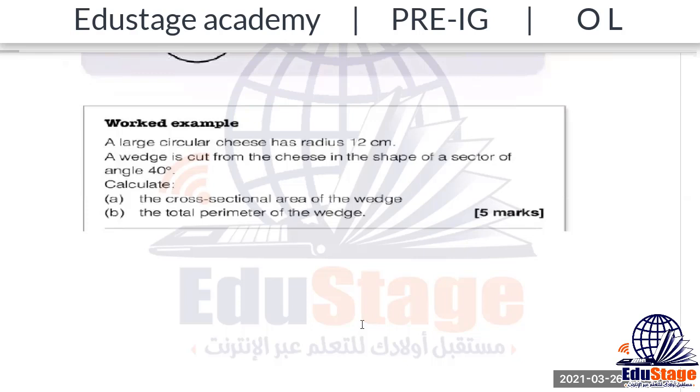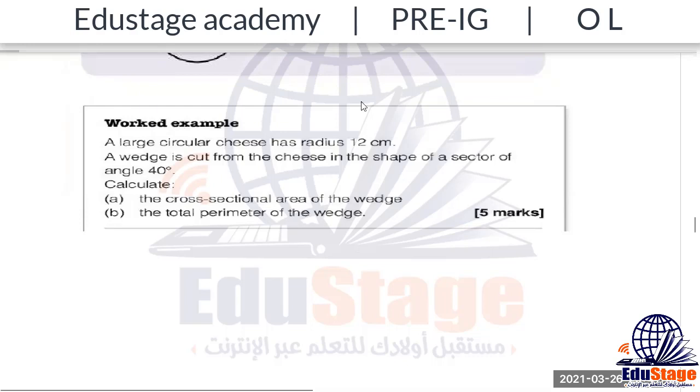Salma? Yes, sir. Can you read the problem, please? Of course. A large circular cheese has radius 12 centimeter. A wedge is cut from the cheese in the shape of a sector of angle 40 degrees. Calculate A, the cross-sectional area of the wedge. B, the total perimeter of the wedge. Thank you. Welcome, sir.